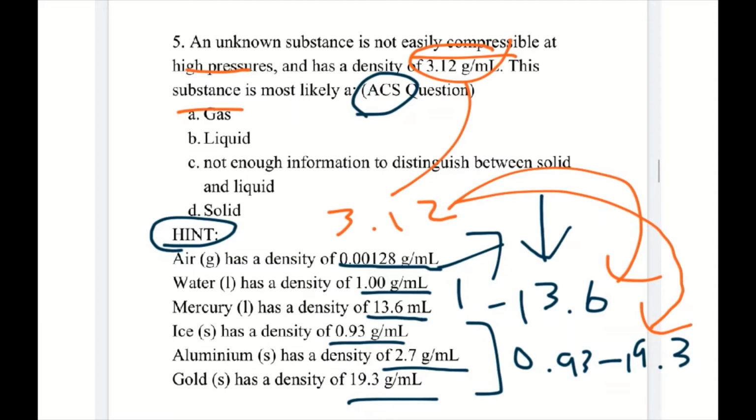Now what about B, C, and D? Well, we know that we can't distinguish between a liquid or a solid solely based on 3.12. But what about the other description? It says the substance is not easily compressible at high pressures.